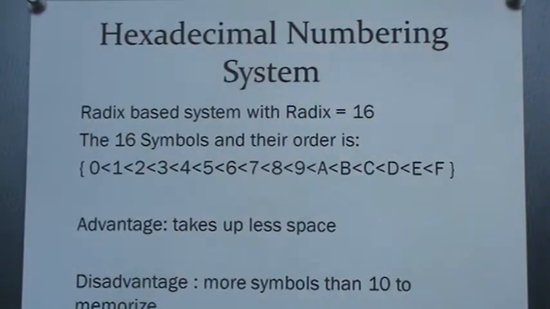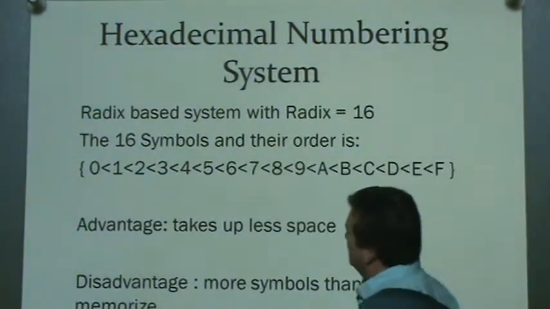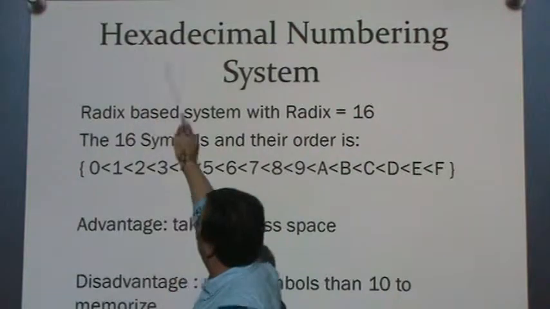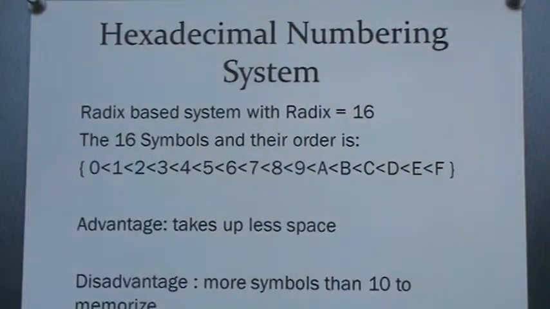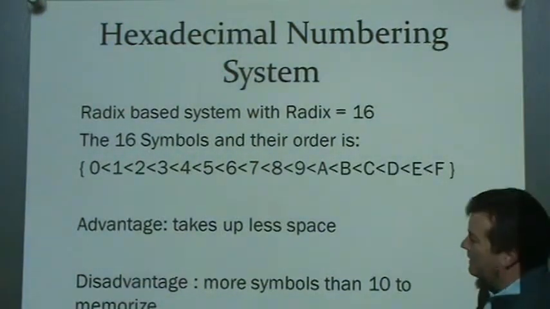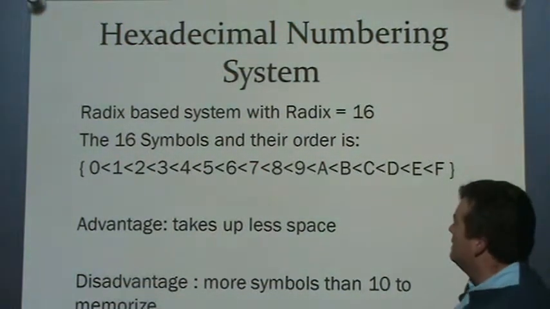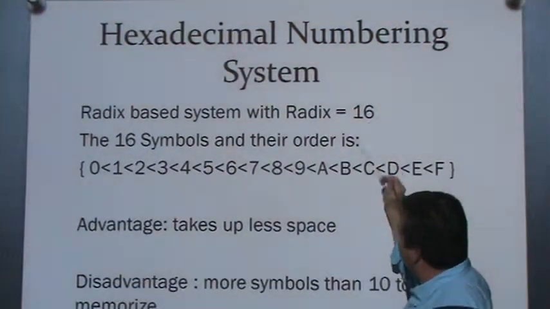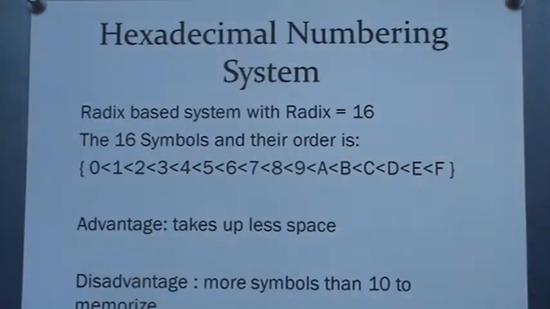But now here's a different numbering system called the hexadecimal system. Hexa means 16. That's kind of a strange name, hexadecimal. It means a 16 and a 10, and it's just a base 16 numbering system. So anyway, we have 16 different symbols, and we have to come up with an order, which ones are bigger than the other.